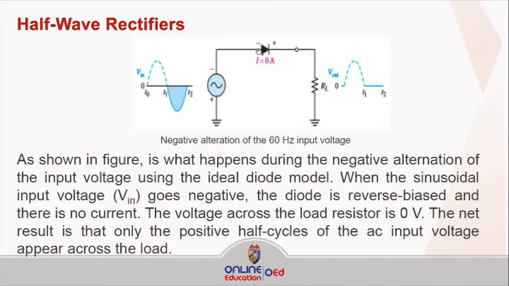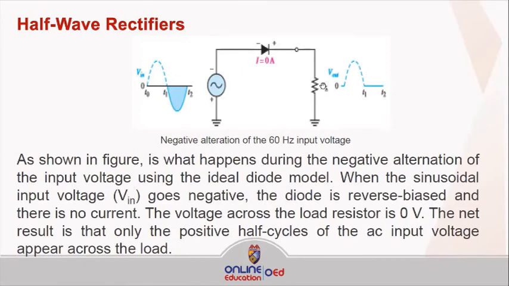goes negative, then ang magiging circuit nito is yung diode is in the reverse bias and there is no current, okay? Since yung sinusoidal input voltage natin dito, Vin, goes negative, then the diode is in the reverse bias and there is no current. That is, walang current na nagflow dito. Then, the voltage across the load resistor, yung voltage na mapupunta dito, is equivalent to 0 volts.